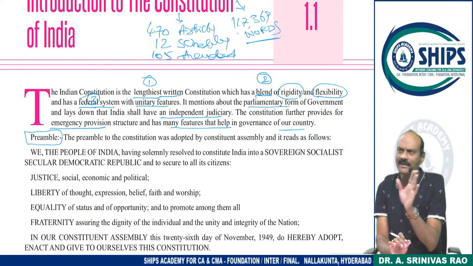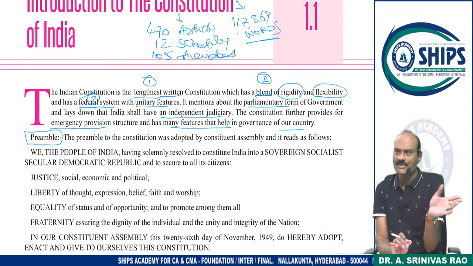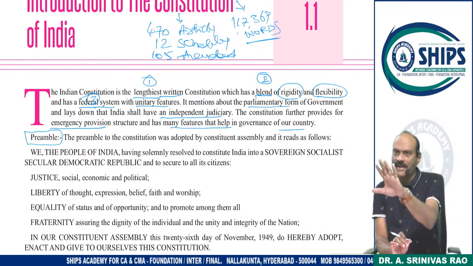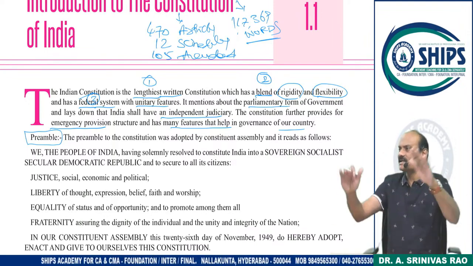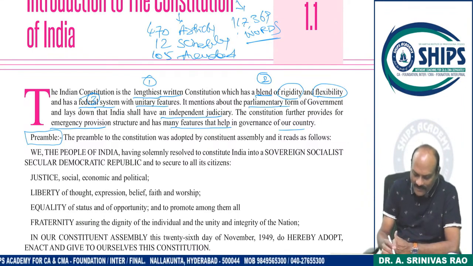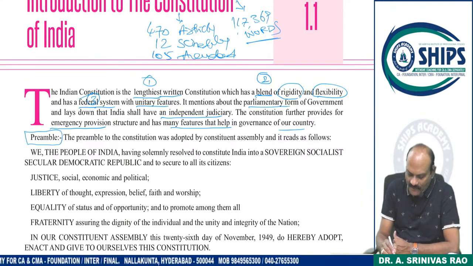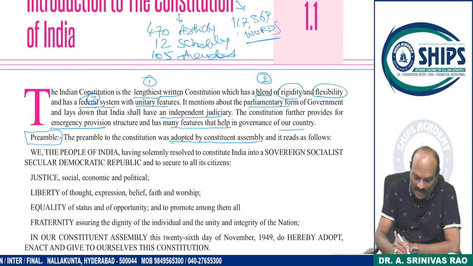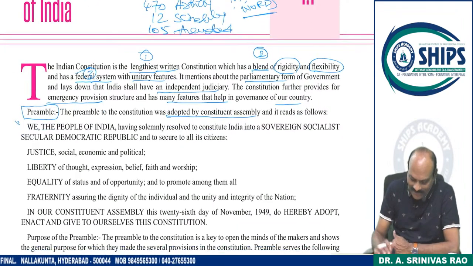Whenever you take any law, of course the constitution is only one, but laws are many, and every law has one preamble. It means why this legislation came into force. They are right there. Okay. The preamble to the constitution was adopted by the Constituent Assembly. It reads as follows. This you have to please learn.